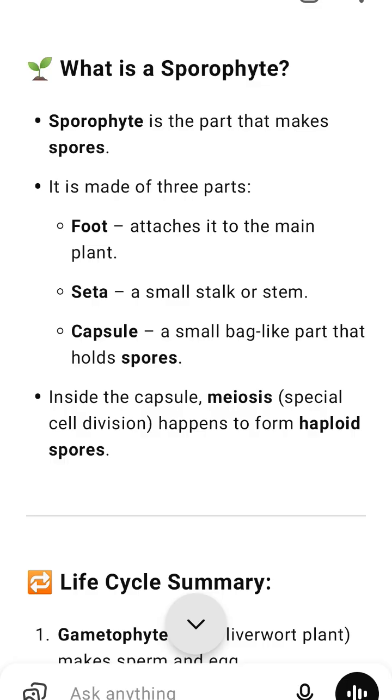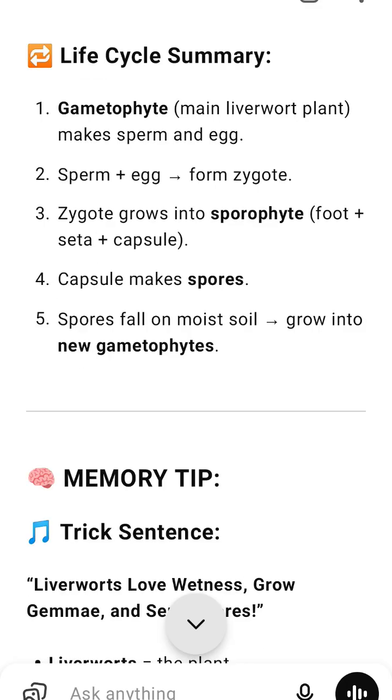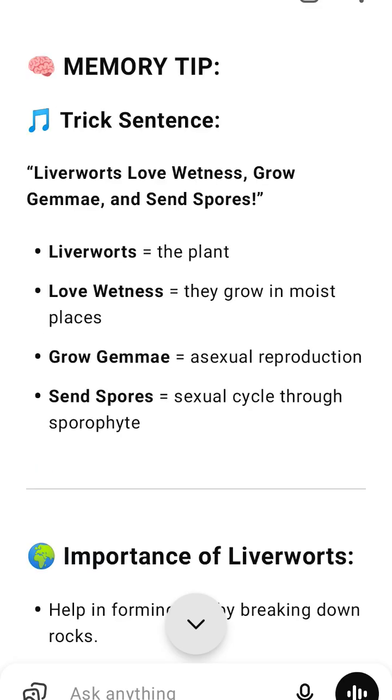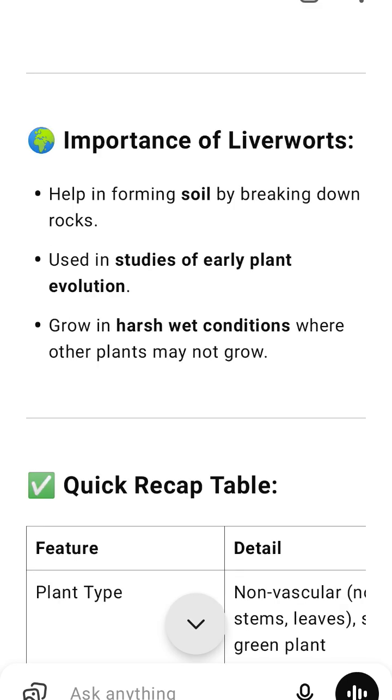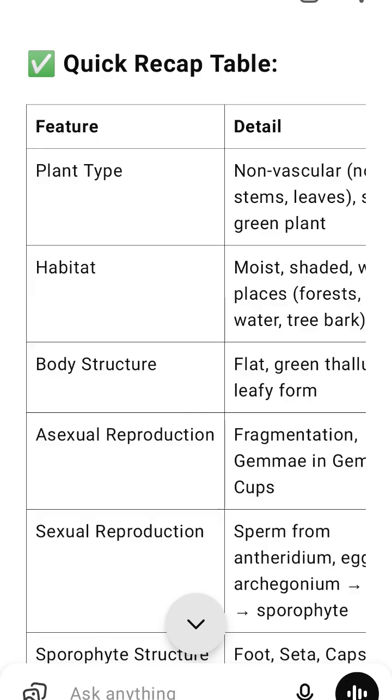Quick recap table. Feature and detail. Plant type: non-vascular, no roots, stems, or leaves, a simple green plant. Habitat: moist, shaded, wet places, forests near water, tree bark. Body structure: flat, green thallus or leafy form. Asexual reproduction: fragmentation, gemmae and gemma cups.